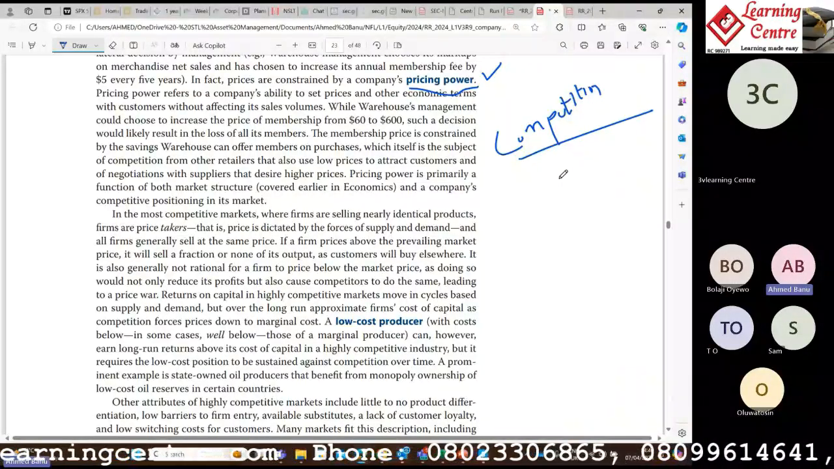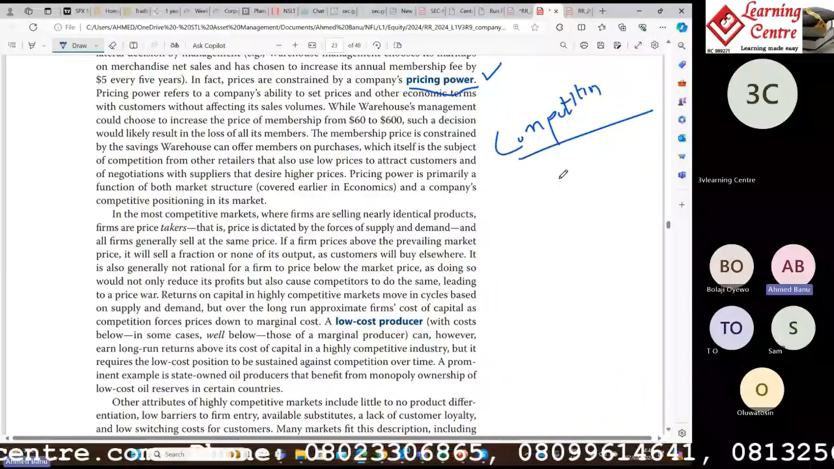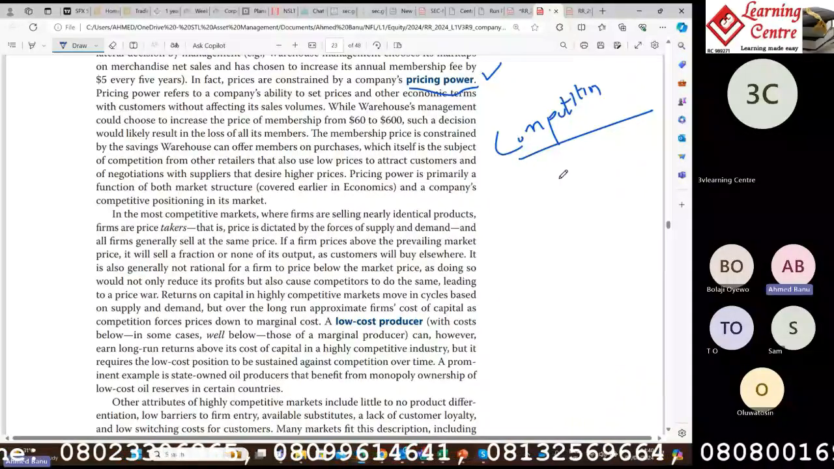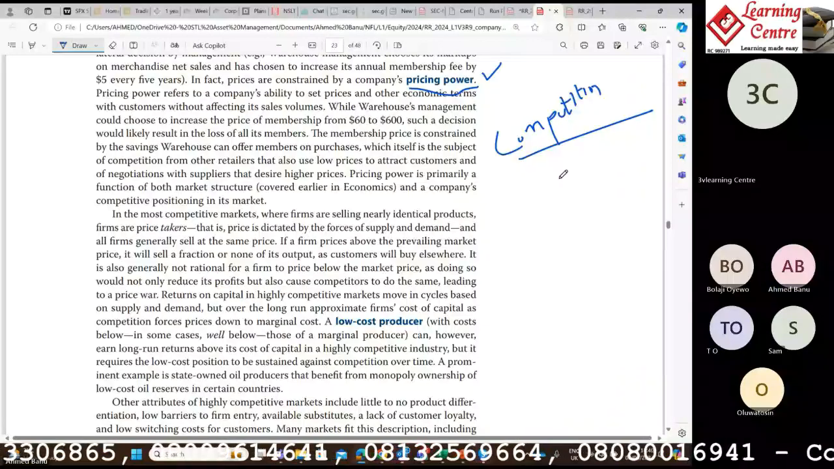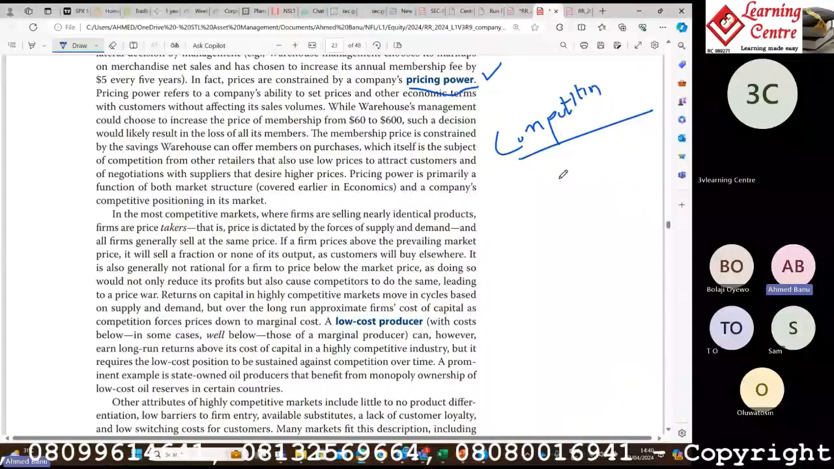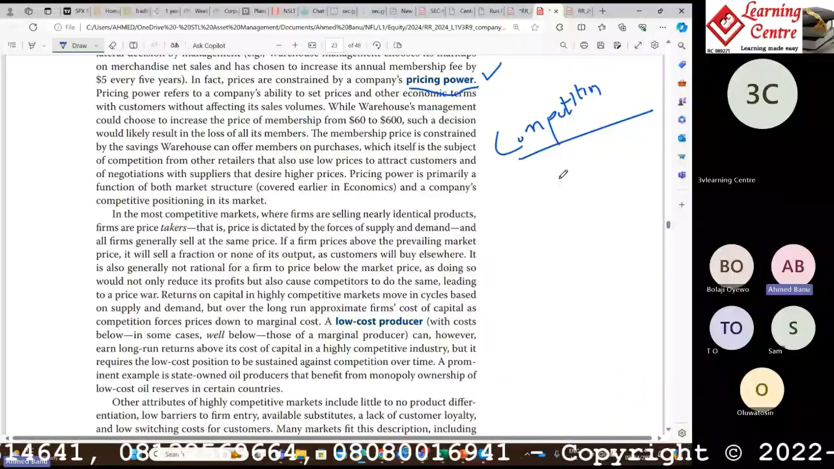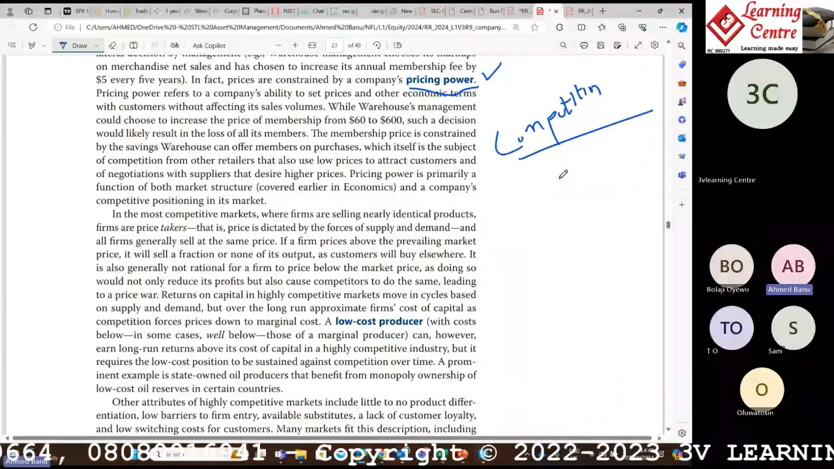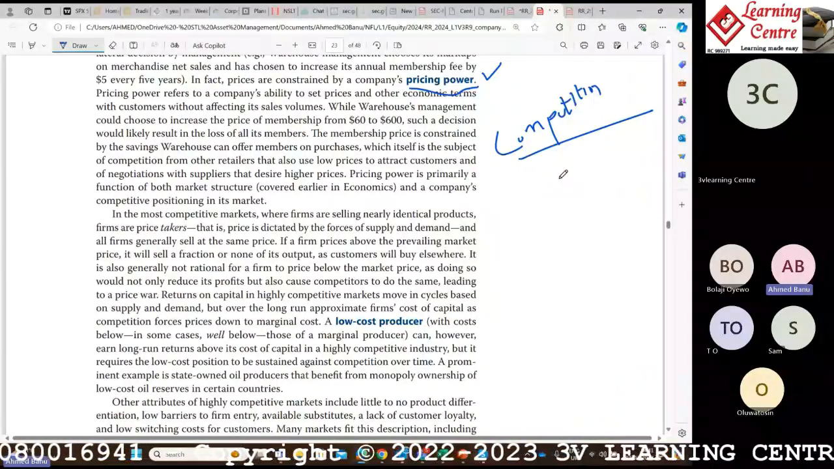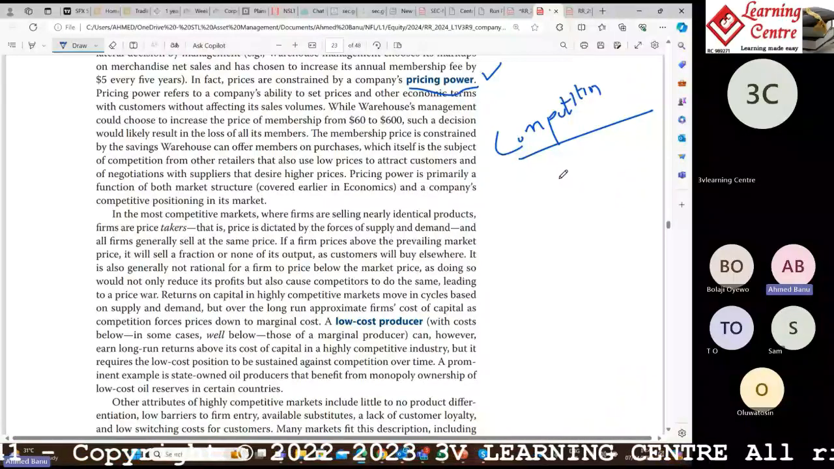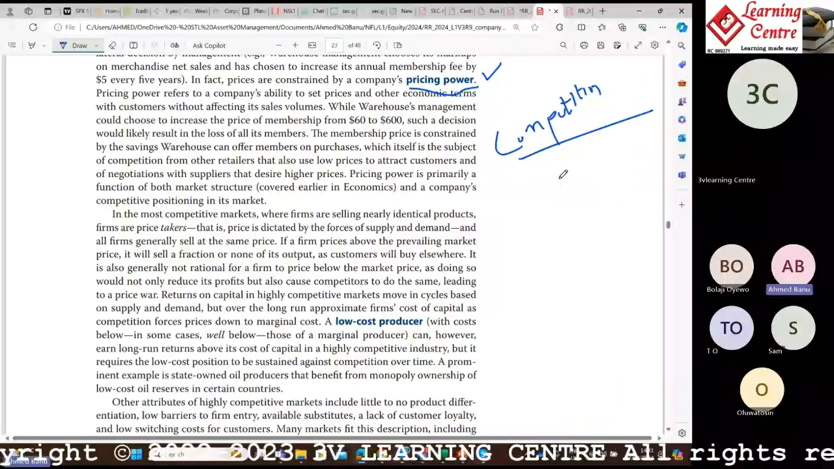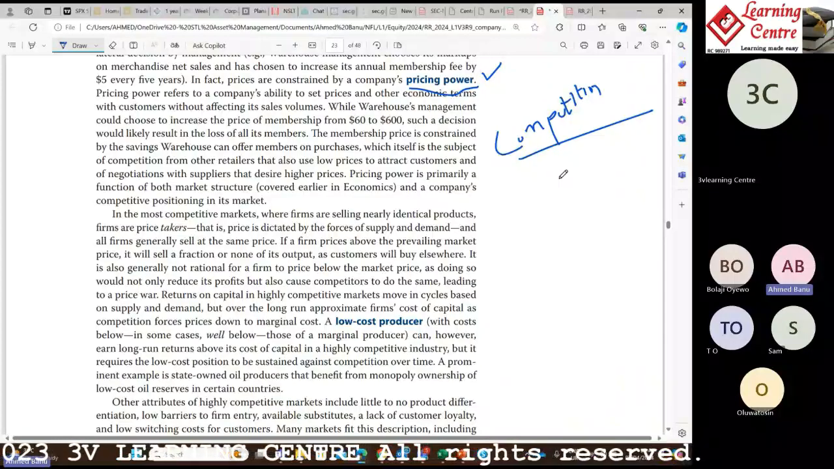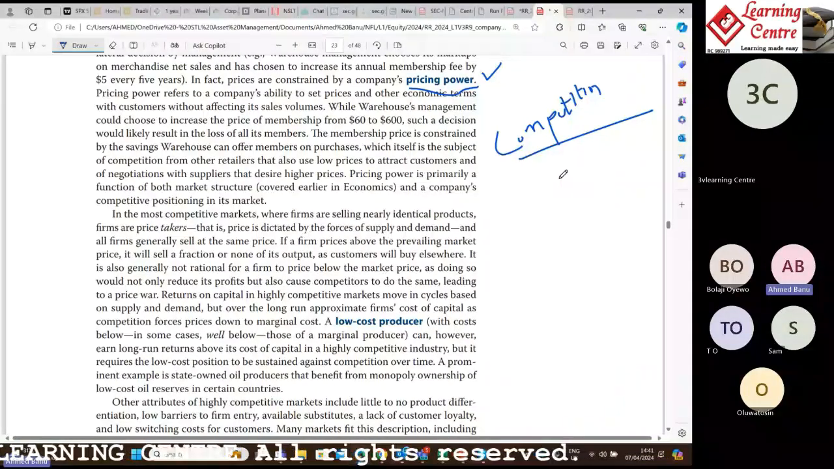But return on capital in highly competitive markets moves in cycles because of demand and supply. Over the long run, it approximates firms' cost of capital as competition forces prices down to marginal cost. A low-cost producer, which is another guy that you need to be careful about, can however earn long-run returns above its cost of capital in a highly competitive industry, but it requires the lowest cost position to be sustained against competition over time.